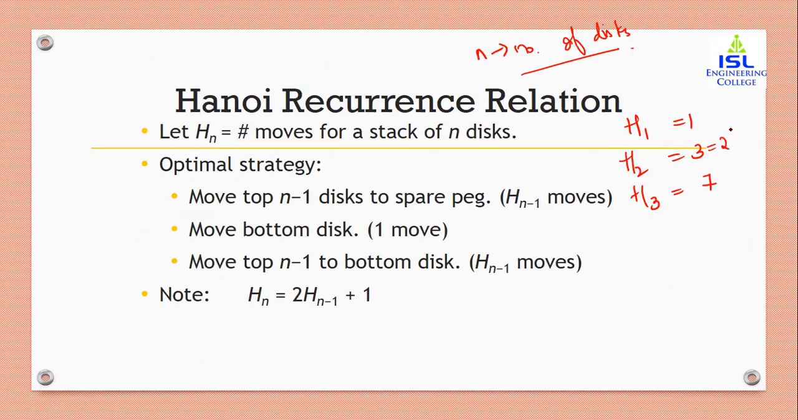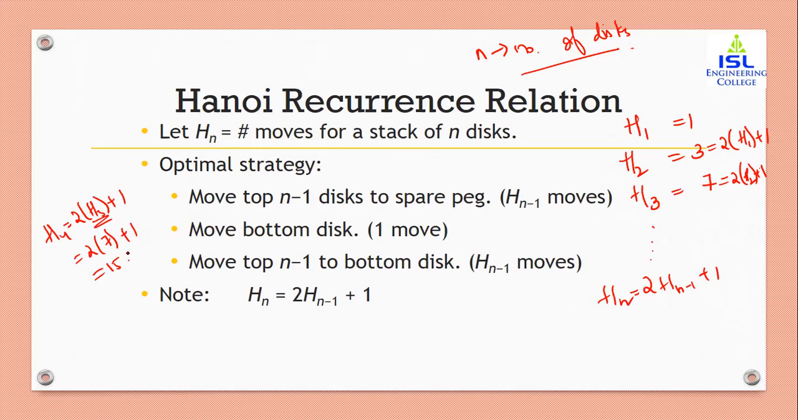So it can be easily written as 2 into H1 plus 1, in the form of a recurrence relation, 2 into H2 plus 1, and so on. Hn can be written as 2 into Hn minus 1 plus 1. If you want to find H4, how many moves will it require? It will require 2 into H3 plus 1. H3 was 7, so 2 into 7 plus 1 is 15. So it will keep on increasing exponentially.